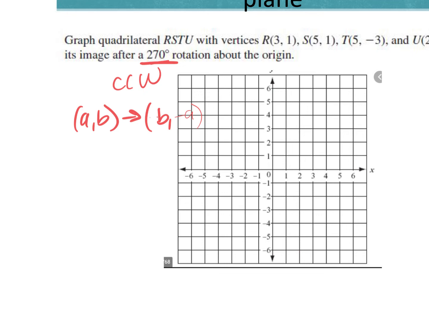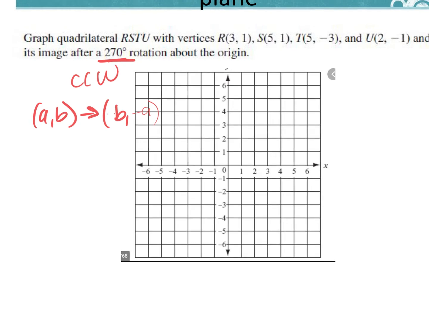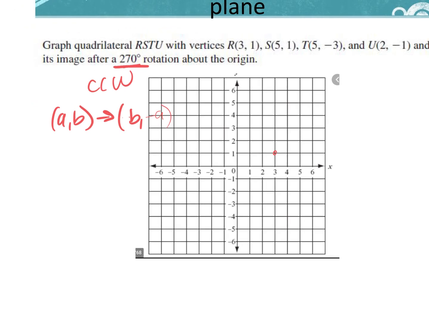No, I don't. Okay. Let's plot the points. Where does R go? 3, 1, right? So here's R. Where's S go? 5, 1. So S is right here. T goes 5, -3. And U goes 2, -1. Oops. Did I mess up? Does that look right? No? Why not? No, it's fine. It's okay? Yeah. You guys got the same thing? Yeah. Okay. Now, all we care about right now are the coordinates.